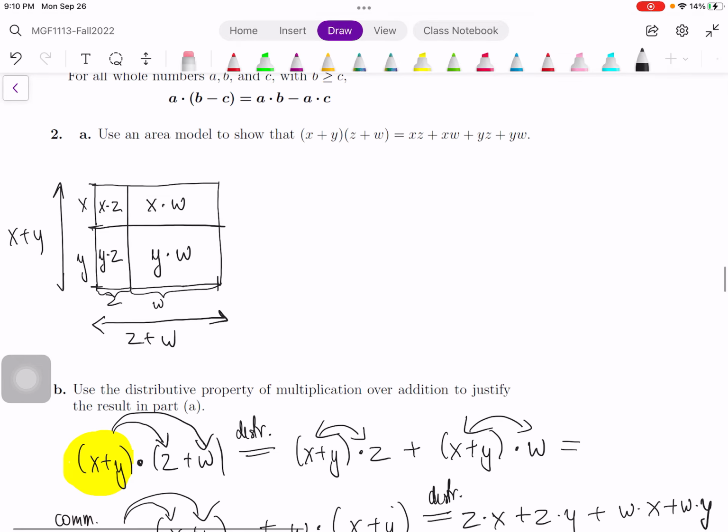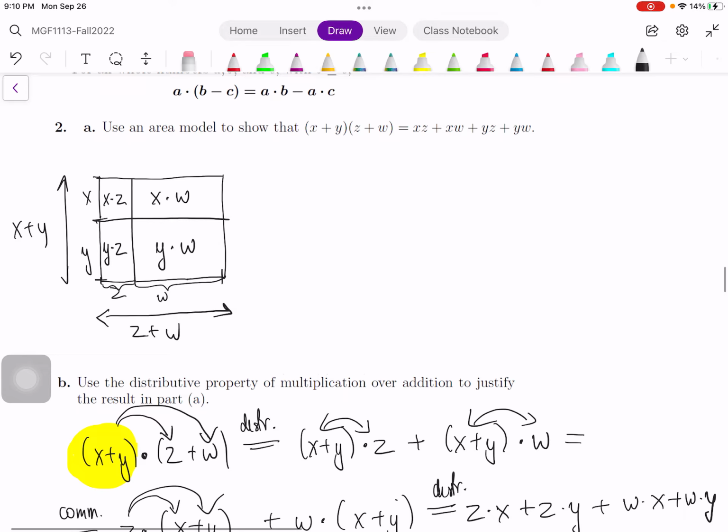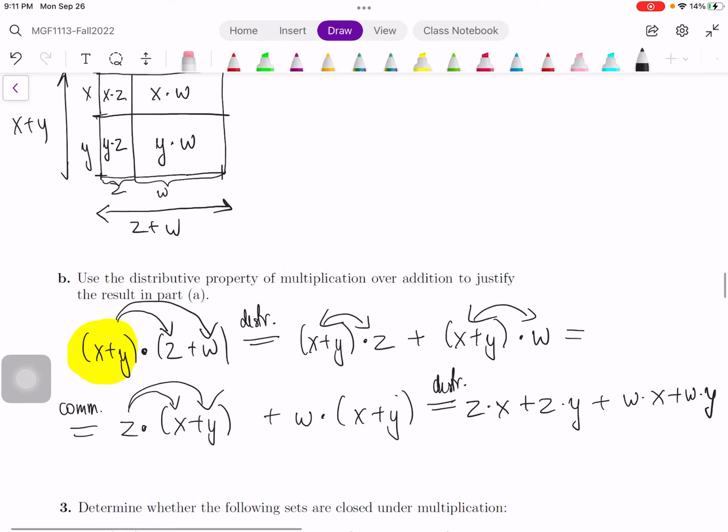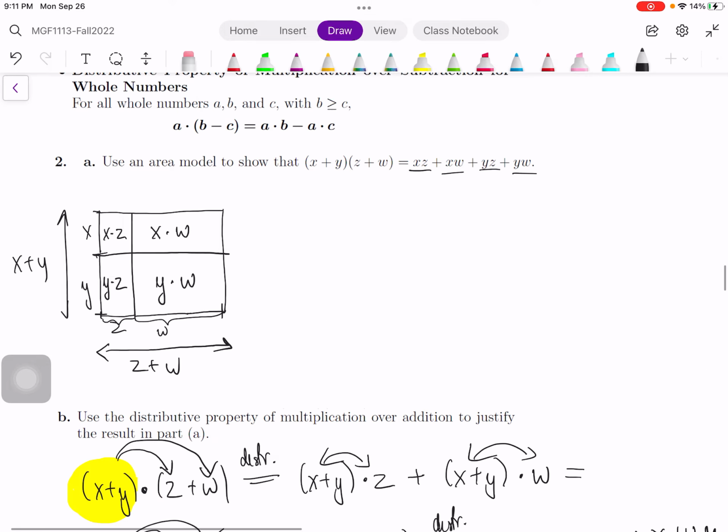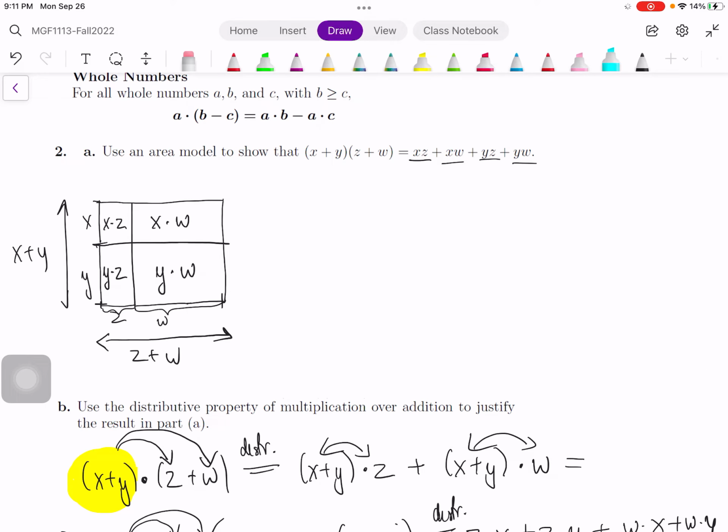And I look, is this what I wanted to say? I wanted to have terms xz, xw, yz, and yw. Notice that all of them are kind of reversed. I wanted to have xz. Well, that's not a problem. Now again, I can use commutative property and reverse that. So I can take xz, yz, reverse xw, and yw, right? And now I arrived exactly at the right hand side.